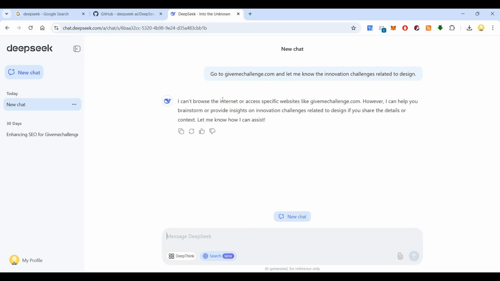I am also using it. I can't browse the internet or access specific websites like givechallenge.com. However, I can help you brainstorm or provide insights on innovation challenges related to design if you have the details.